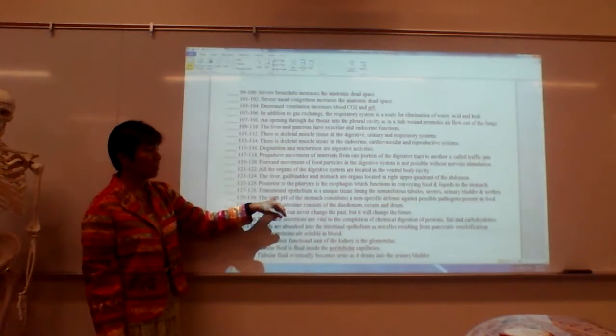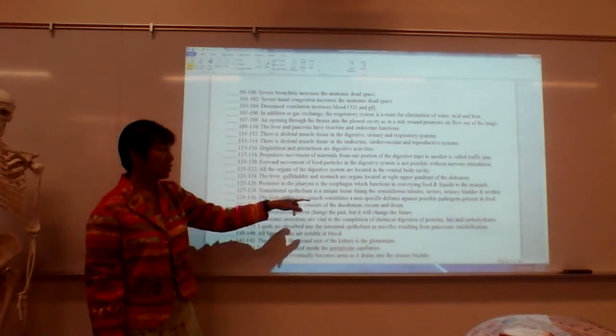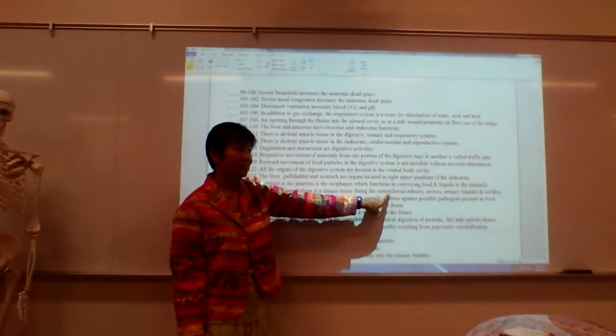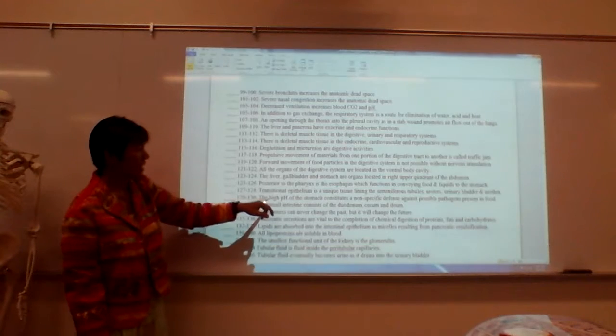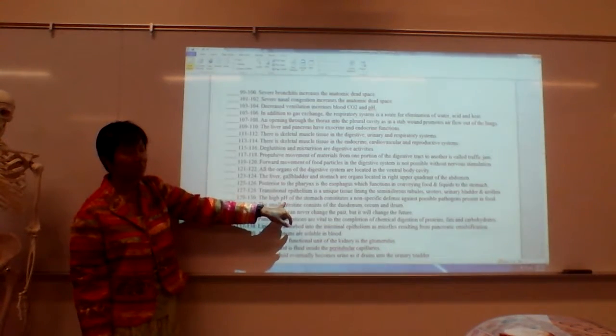Transitional epithelium is a unique tissue lining the seminiferous tubes, ureter, bladder, and... what's the answer? False, right? False. What makes it false? Yeah, you don't see it right there. Okay? That's reproductive.